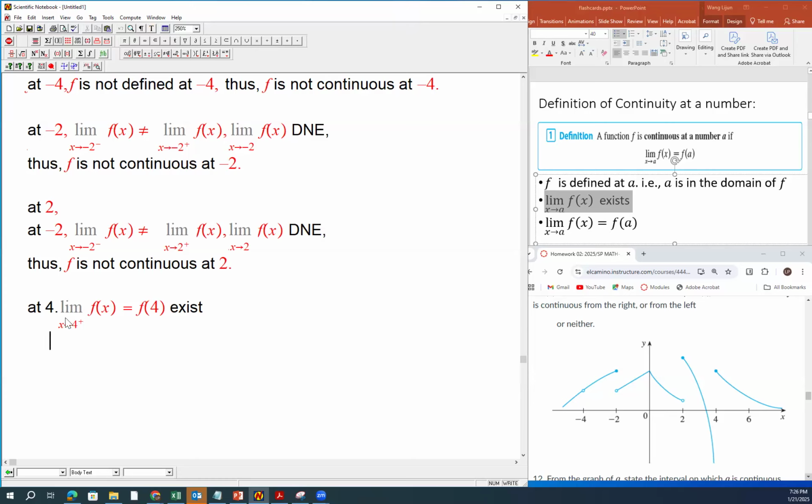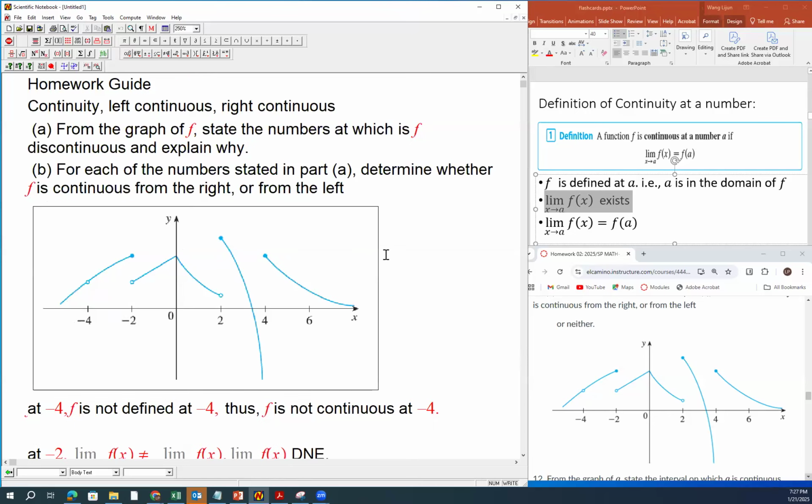But the limit of the function when x is approaching 4 from smaller than 4 is negative infinity. So these two are not the same. They're not the same. So you can also say that f is not continuous at 4. So these are the different ways you can say it's discontinuous. So you just go straight for the condition that violates the continuity.